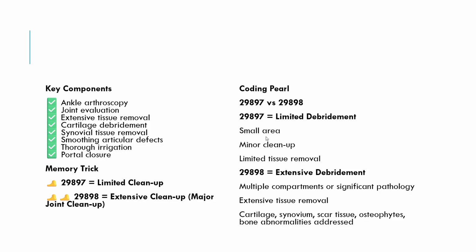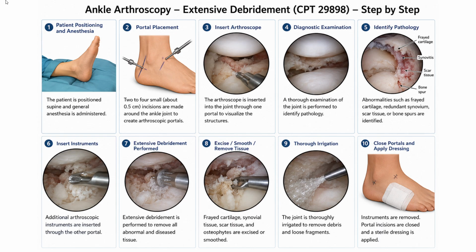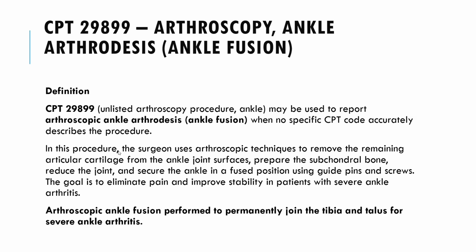Okay, so 29897 is for the small area minor cleanup, limited tissue removal. Whenever there are multiple compartments or significant pathology tissue, extensive tissue removal, you can code 29898. So that is the thing. Same thing here also, but he will perform extensive debridement over here. Okay. So that's the thing.